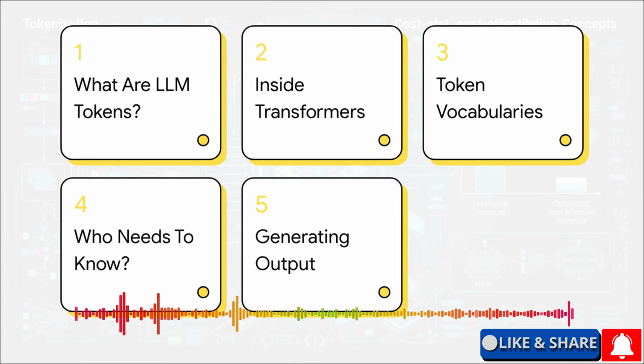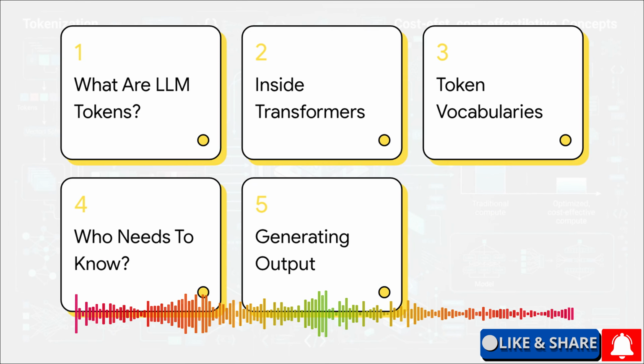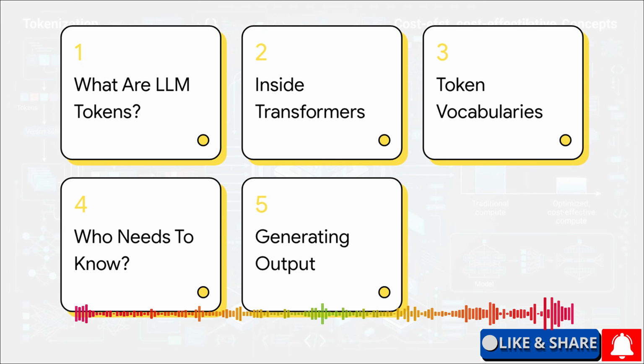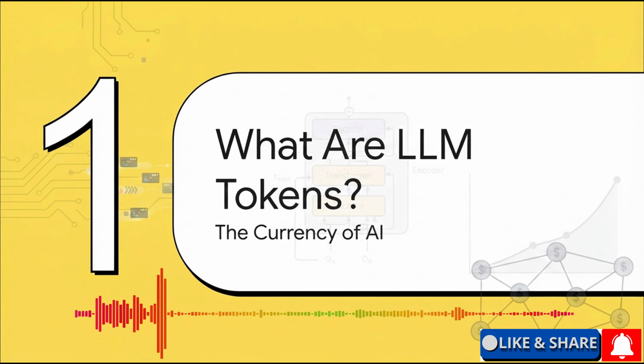To make sense of all this, we're going to follow a pretty clear roadmap. We'll start with what tokens actually are, dive inside the transformer architecture, see why token vocabularies matter, figure out who really needs to know this stuff, and finally, look at exactly how LLMs generate their output. All right, part 1. What are LLM tokens?